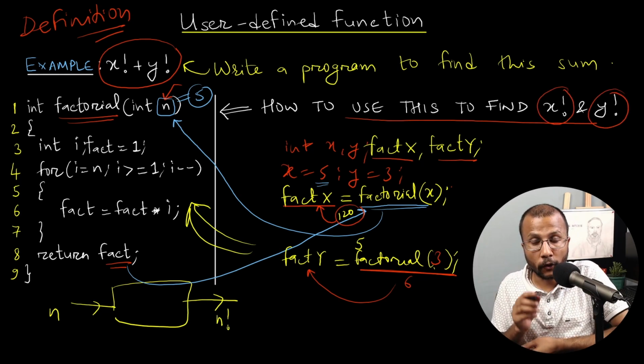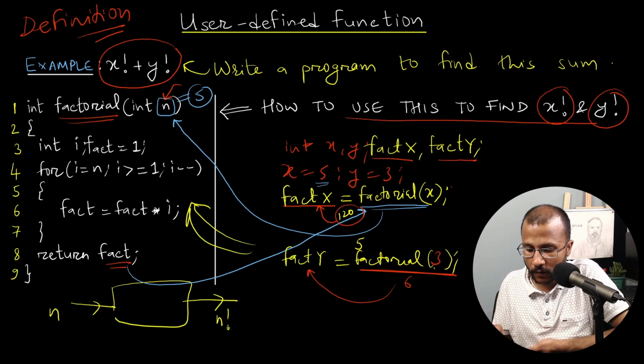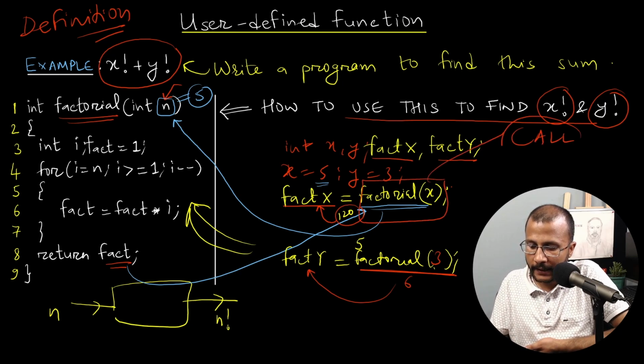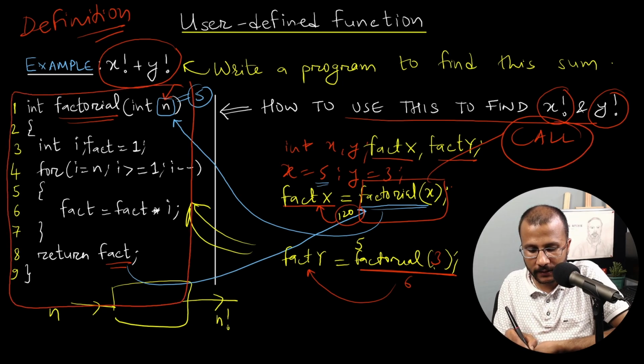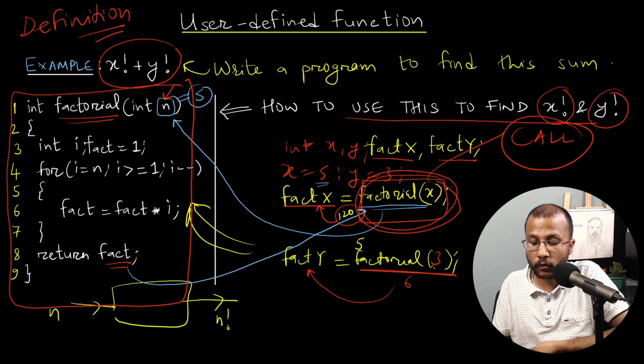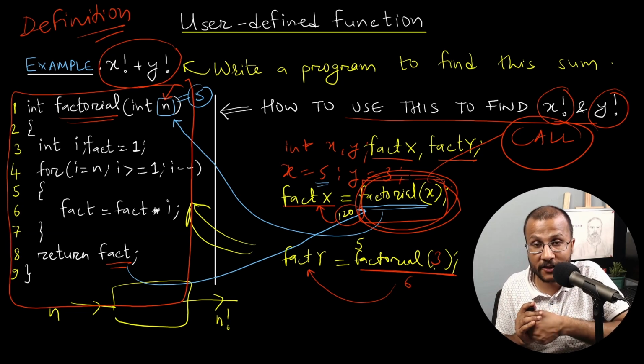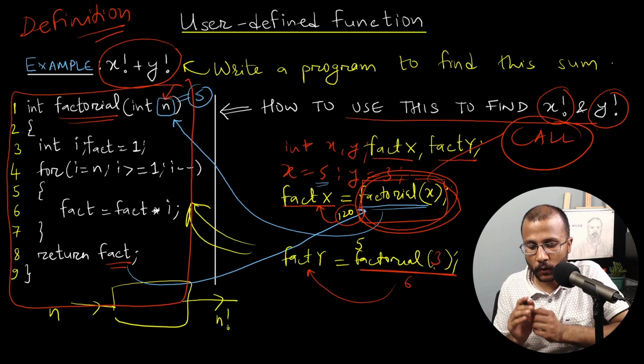I hope you have understood how to do a function call. This is called a function call, and this is the function definition. I have defined my function here, and then I'm calling my function here. You can call your function as many times as you want, but we define our function just once. I hope this is clear.